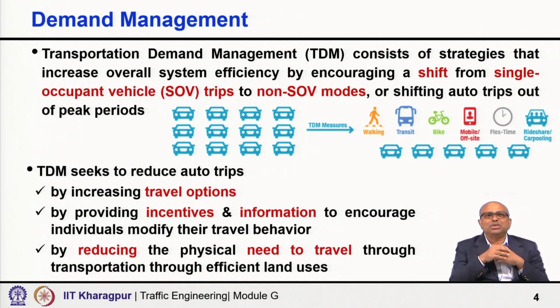Third, reducing the physical need to travel through efficient land use. This is also another possibility. You change the land use so that the need for travel itself is reduced. So, through all these means, we try to reduce the number of vehicles in the peak hour, and therefore, with the same capacity and the same infrastructure, the operations are expected to be much better.